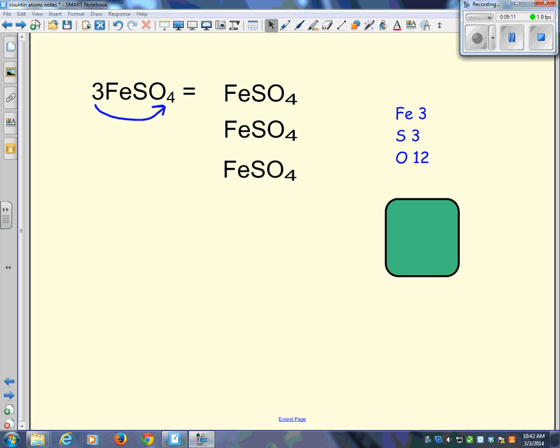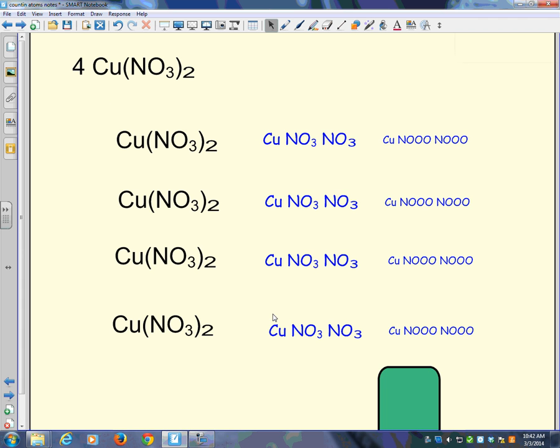Okay, last one, and then you're going to have a chance to try some. Here's the hard one. 4 CuNO3. So I have 4 of those guys. I have CuNO3 and another CuNO3 and another CuNO3 and another CuNO3.